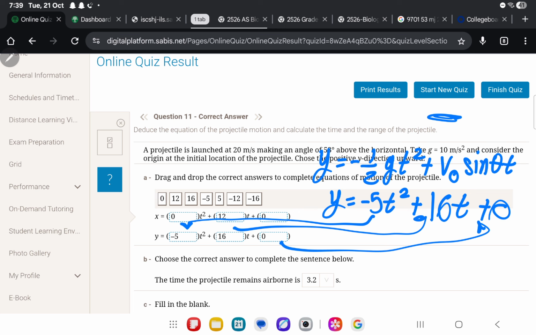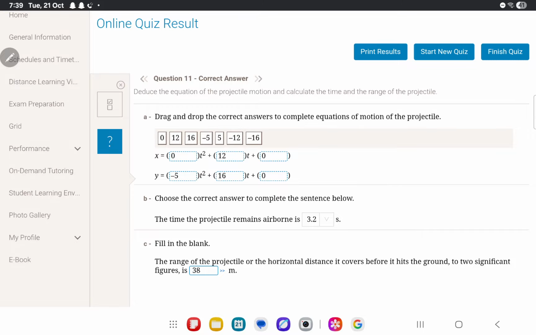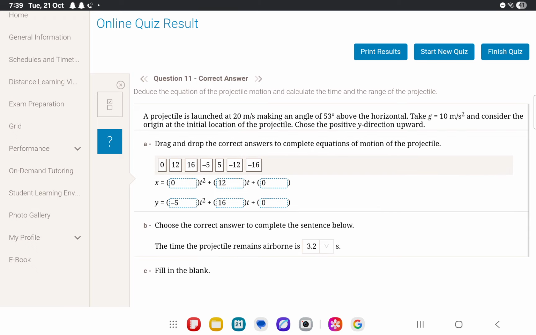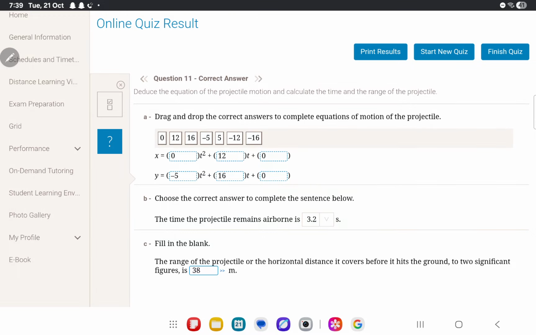Done. Easy. The time that the projectile remains airborne. Okay, so a projectile is launched in meters per second up. Take g and consider the initial. Okay, whatever. That's fine. The time that the projectile remains airborne, we're going to use this equation, right? Because when it lands on the ground, what is y going to be? y is going to be 0. Delta y is going to be 0.